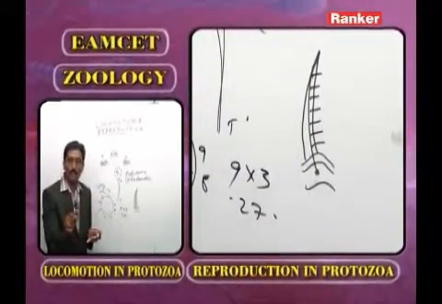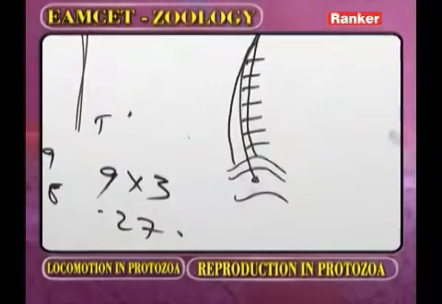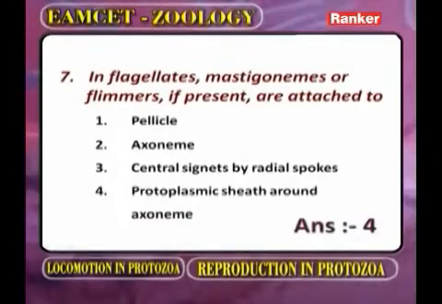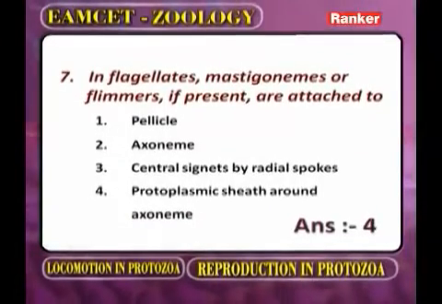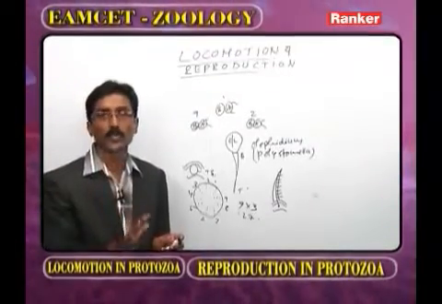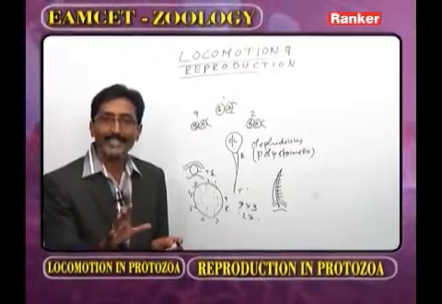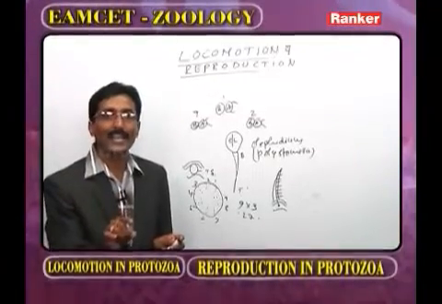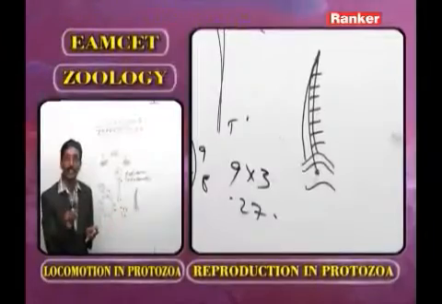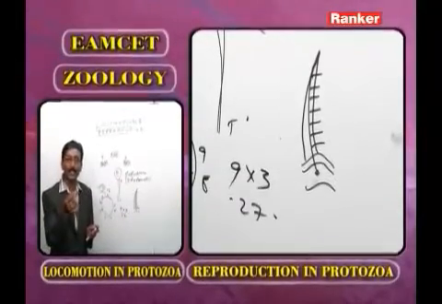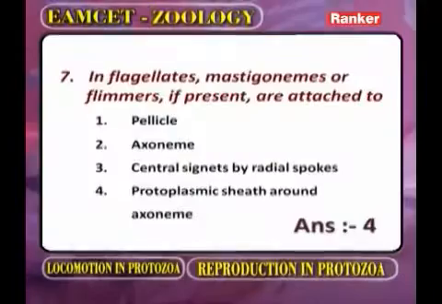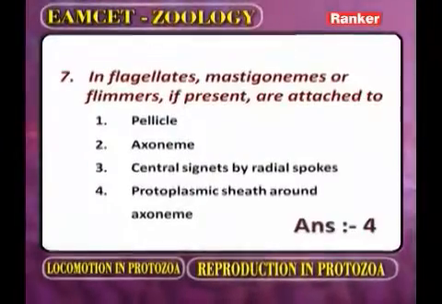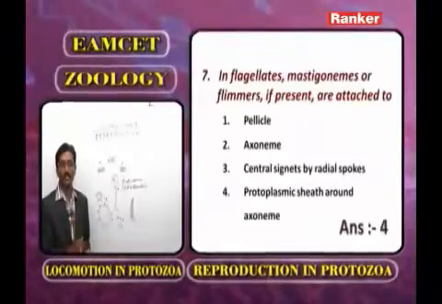Now you have to observe the options. As we observe the fourth option, protoplasmic sheath around the axoneme, that is the appropriate answer for this question. Suppose in the examination, if the fourth option is absent, what is the answer we are going to attempt? The lateral appendages or flimmers or mastigonemes attached to axoneme, in the absence of the fourth option. Now we go for the next question.